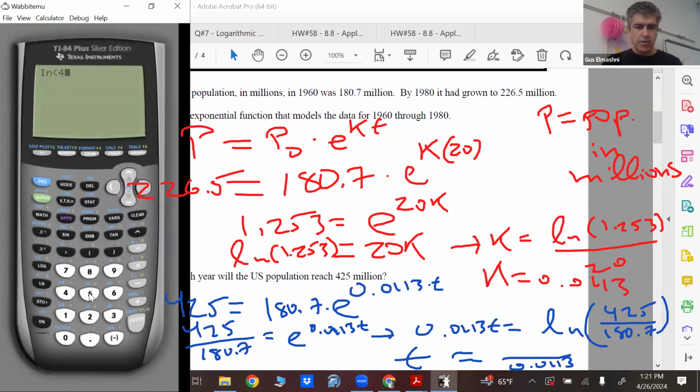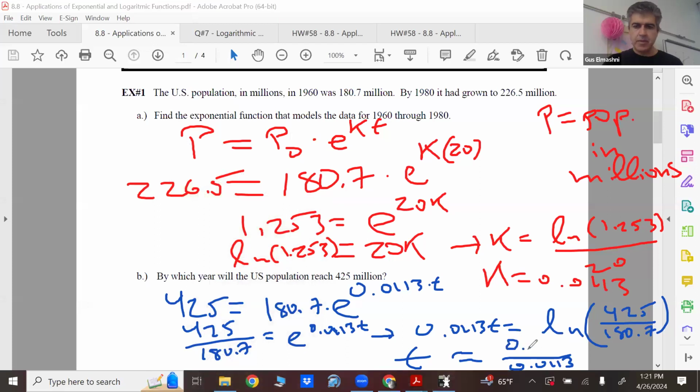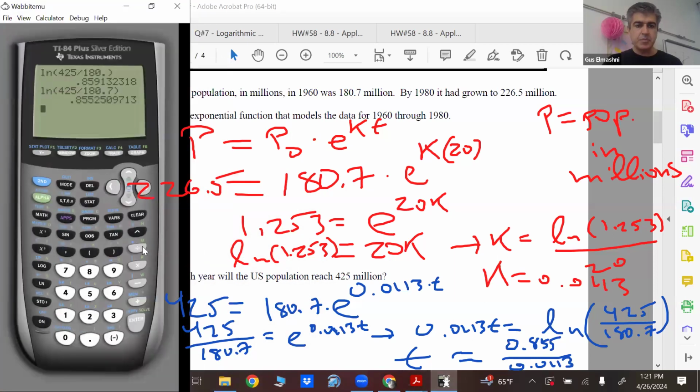Natural log of 425. Okay, so I get 0.855. And then divide by 0.0113. So I'm going to divide by alpha A. So it'll take about 75 years. 75.71 years will be my answer.